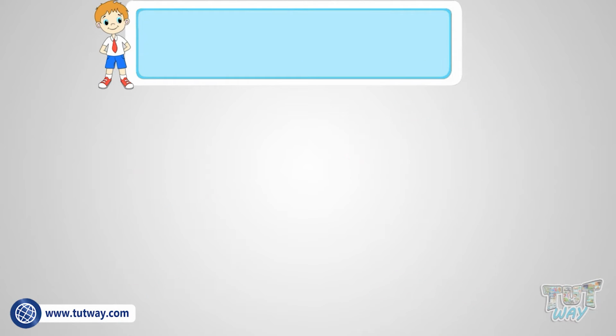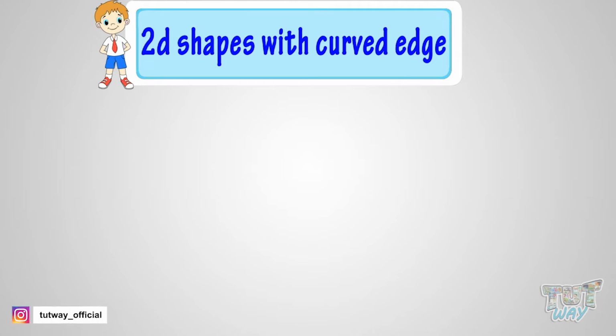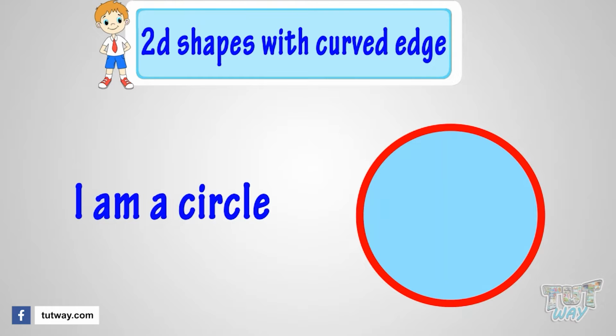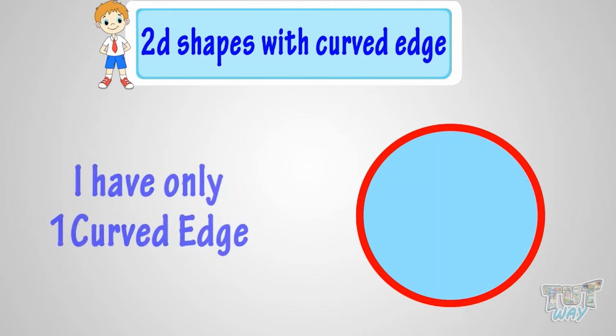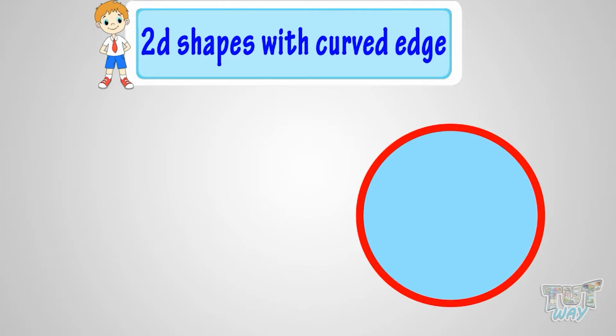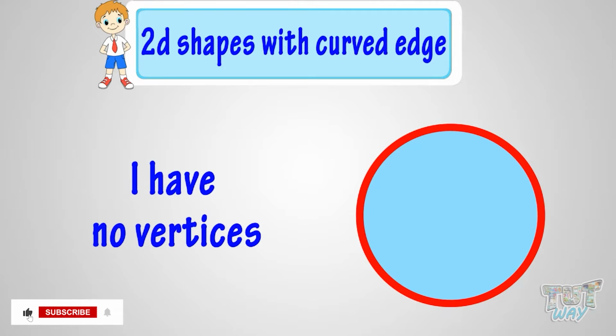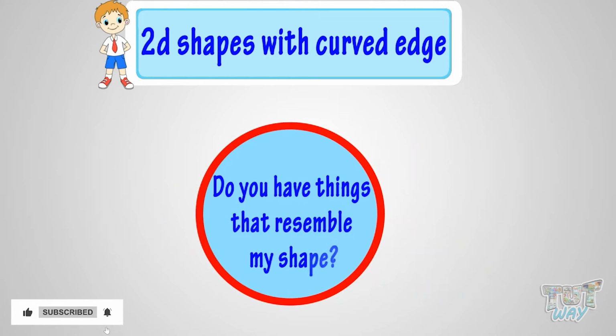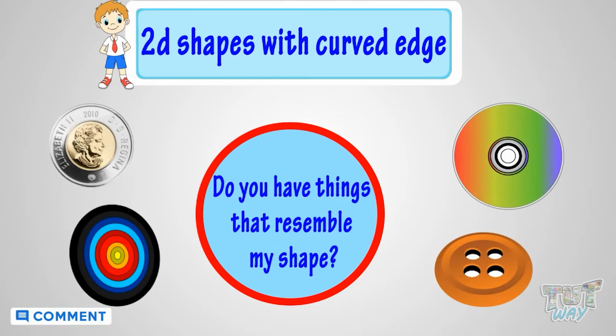Now, let's learn 2D shapes with a curved edge. Let's learn about a circle. I am a circle. I have only one curved edge, which is a round shape. I have no vertex. Do you have things in your house that resemble my shape? Try to remember. Yeah! These are a few things which have round or circle shape.